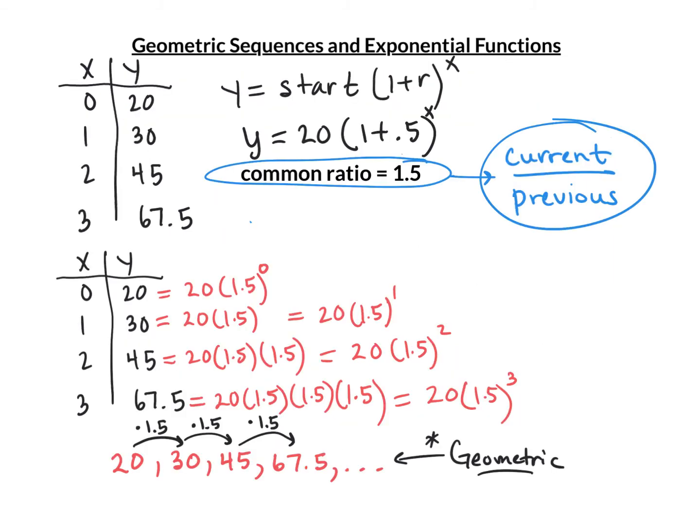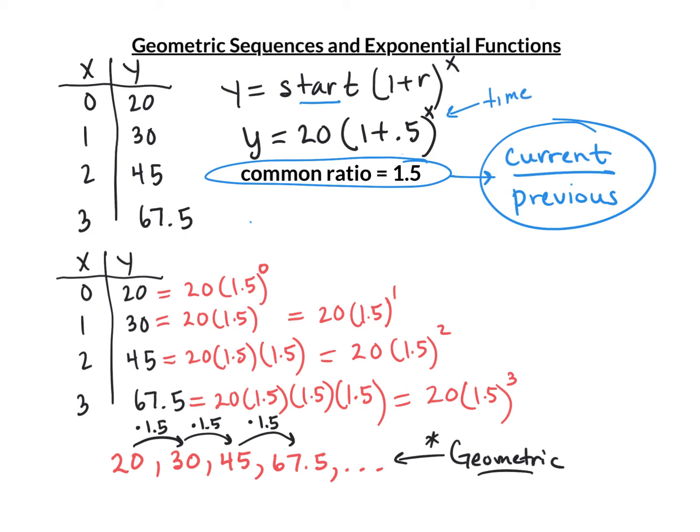We need some examples to understand this better. Take a look at this table. 20, 30, 45, 67.5. This is a geometric sequence right there. You're multiplying by the same thing every time you step forward one position. The equation for this would be y equal to start. That's the y-intercept. It would be y equal 20 times 1 plus 0.5 to the power of x, where x is usually time when we talk about a real world situation.